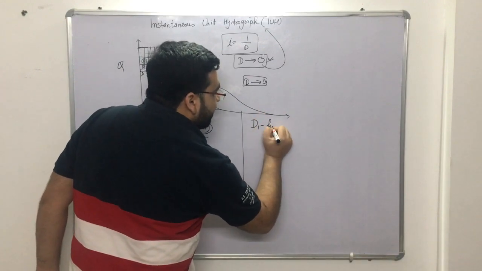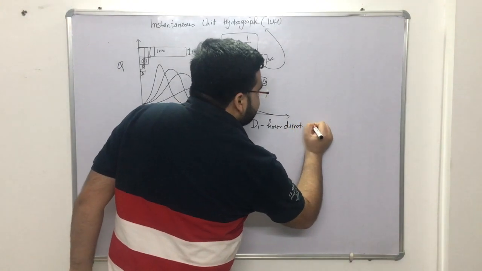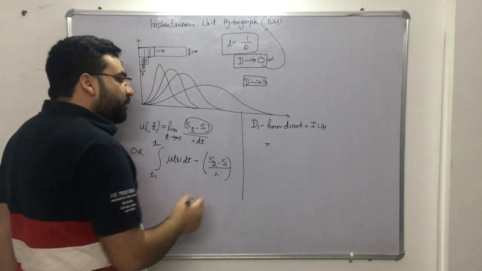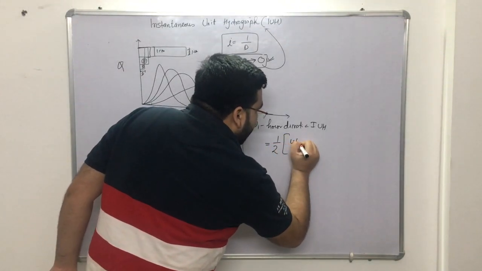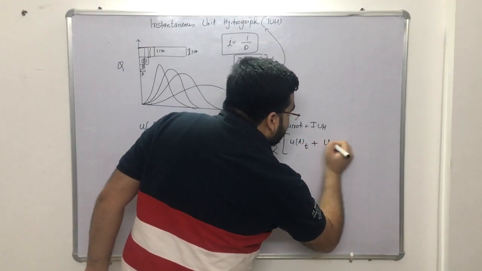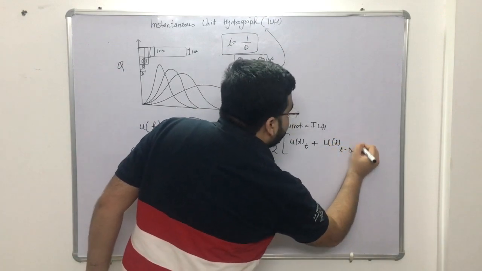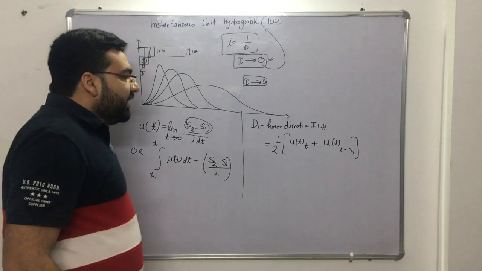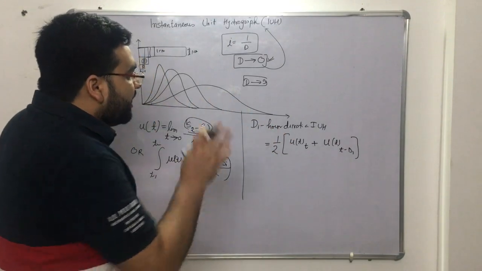Let us say d1 hour duration. The instantaneous unit hydrograph will be equal to the average of the unit hydrograph of t hours duration plus the unit hydrograph of t minus d1 hour duration. Now let me give you an example. This is discharge, right?